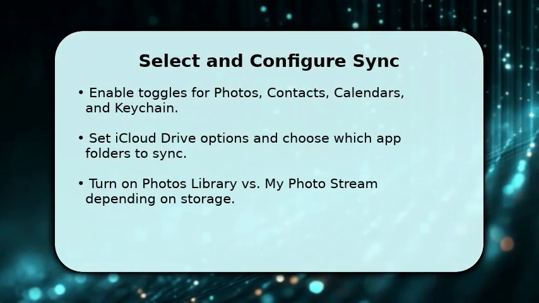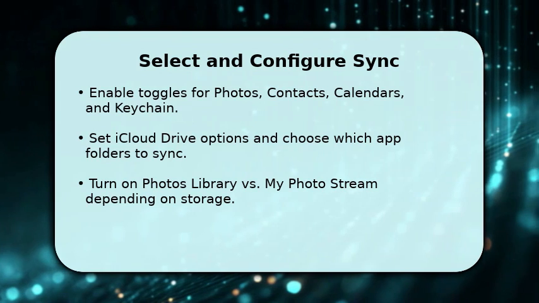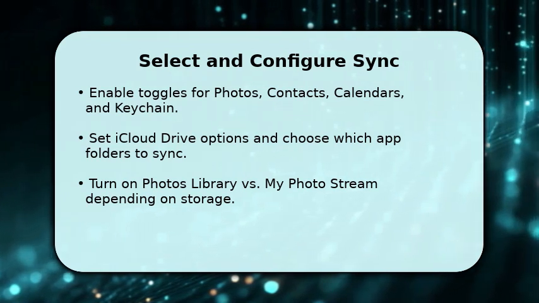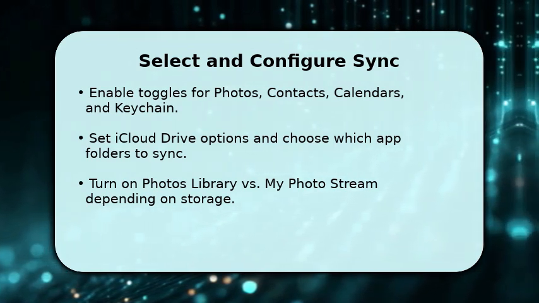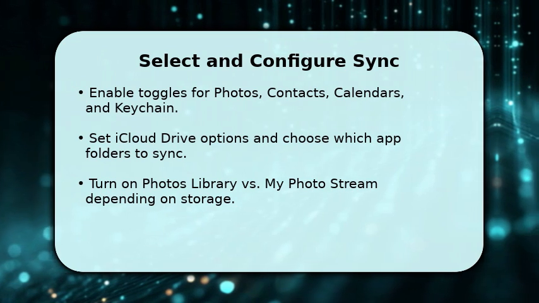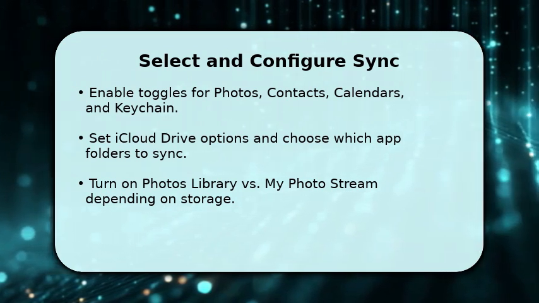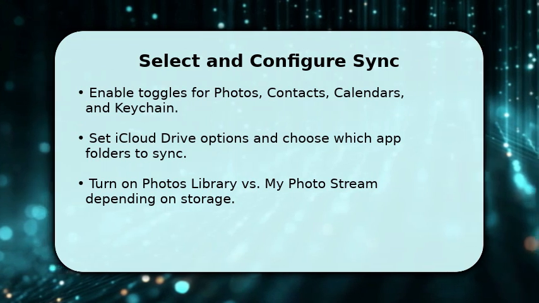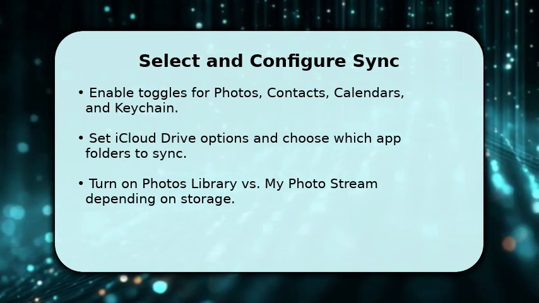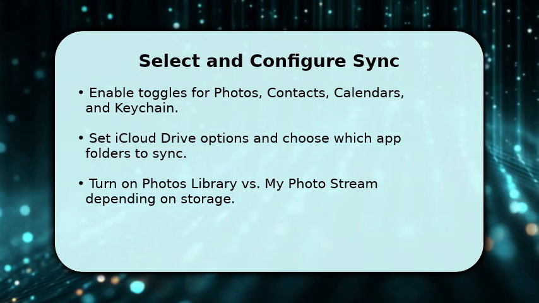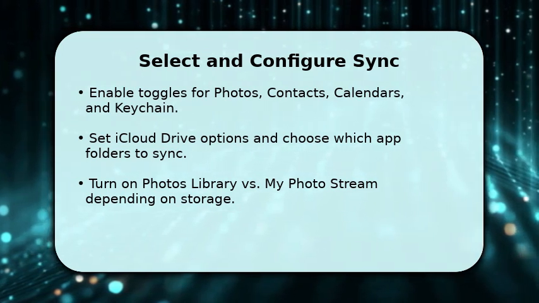Tap iCloud settings and enable photos, contacts, calendars, and keychain as required. You'll choose iCloud Drive and pick specific app folders so essential documents appear on all devices. For photos, decide between full iCloud photos or optimize storage to save device space. Make sure you understand how that affects local copies.